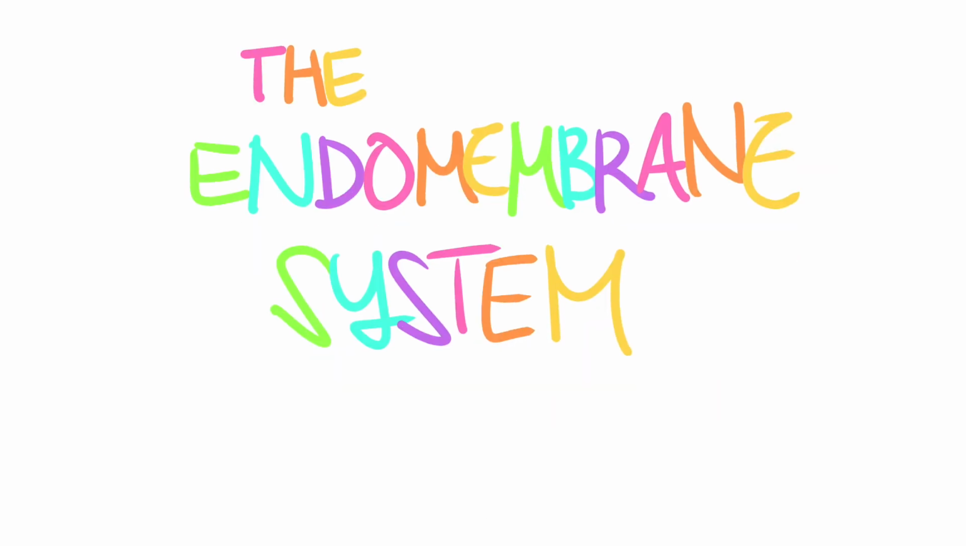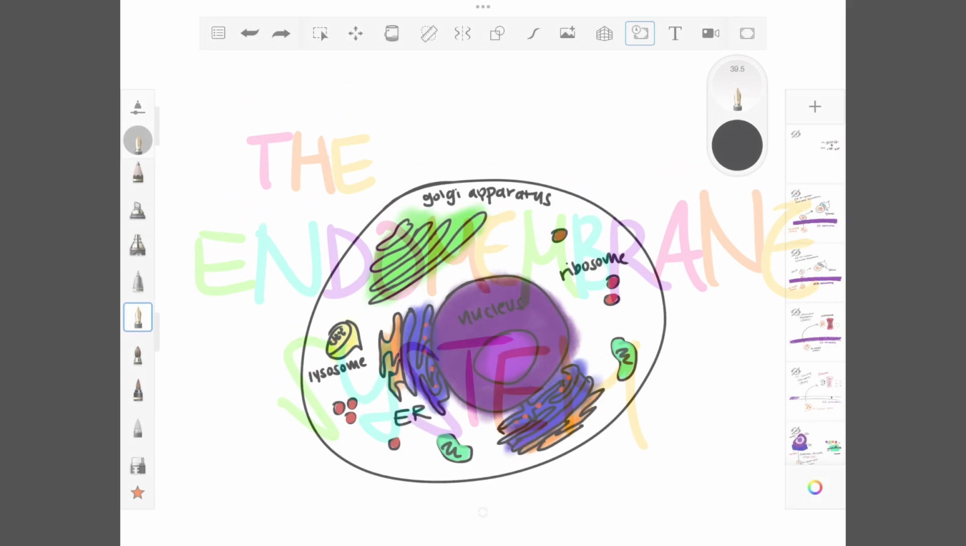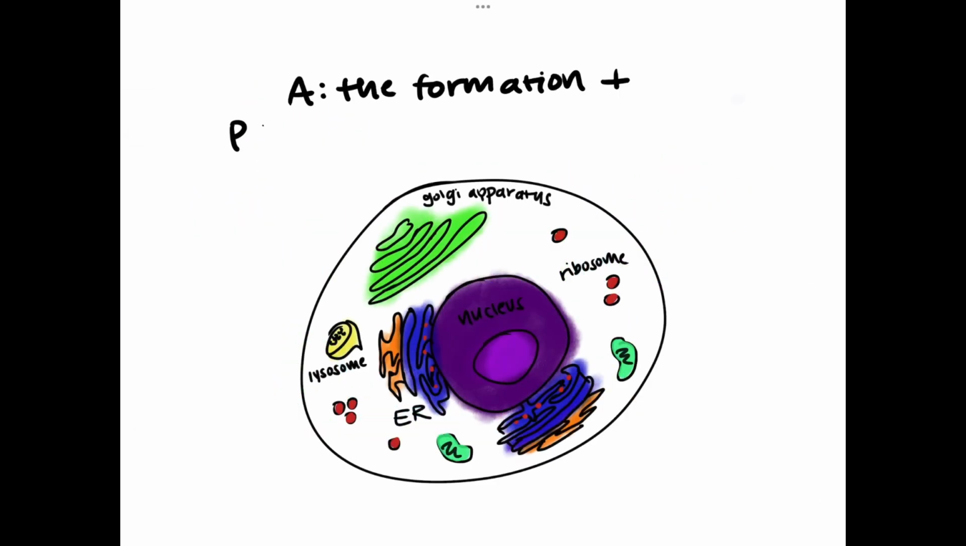I'm Semi, and this is the endomembrane system. First up, we have the formation and pathway of a secretory protein.